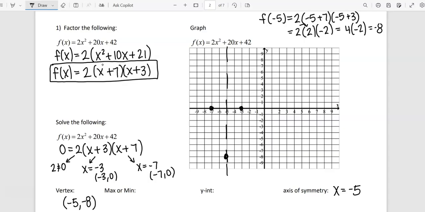Is it a maximum or a minimum? It's a minimum. It's a lowest point. Minimum value of what? Negative 8. When? X equals negative 5. Good? Okay. What else can I do?